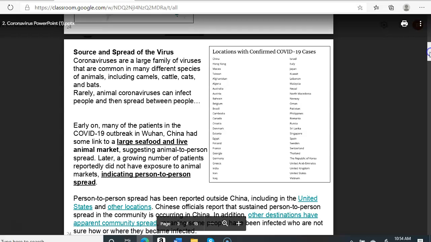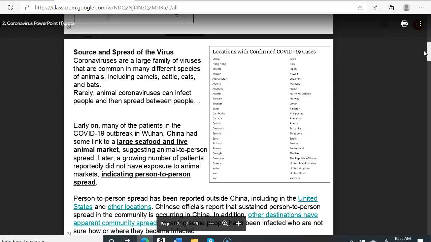Well, what is the source and spread of the virus? The coronaviruses are a large family of viruses that are common in many different species of animals, including camels, cattle, cats, and bats. Rarely, animal coronaviruses can infect people and then spread between people. Now, early on, many of the patients in the COVID-19 outbreak in Wuhan, China, had some link to a large seafood and live animal market, suggesting animal-to-person spread.